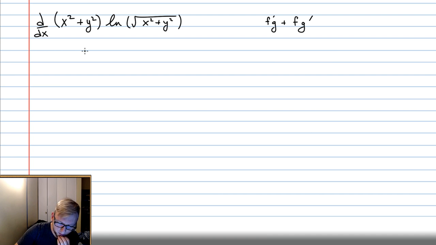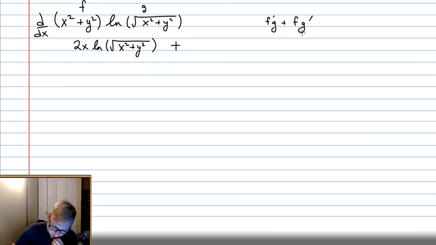So we need the derivative of the first part, so this will be f and this will be g. Derivative of the first, so in this case x squared is the only thing, and then the derivative of y squared, it's a constant, so it'll be 0. So we'll have 2x. And then g, which is ln square root of x squared plus y squared. And then we're going to add. Now we've got x squared plus y squared.